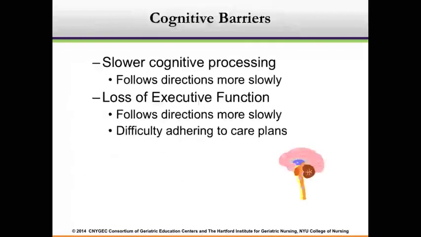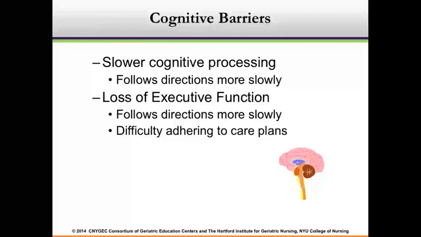So now let's move on to cognitive barriers. There's really two kinds of cognitive barriers. One is a slower cognitive processing and a loss of executive function.